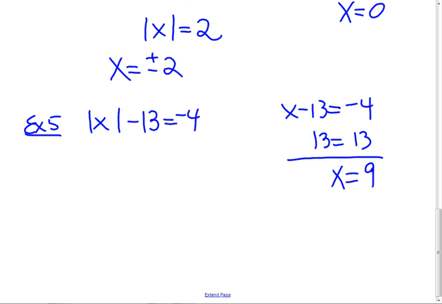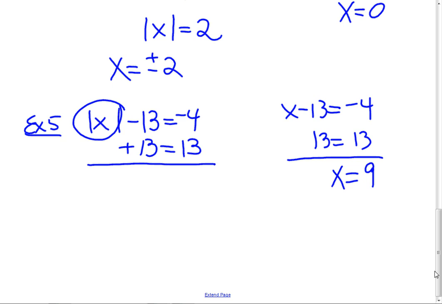Okay, Suzanne, what am I going to do here? It's the same thing. Add what to both sides? I want this all by itself. Negative 13 is hanging around. How do you get rid of negative 13? Add 13. See, math makes sense. This is an inverse operation. It undoes the subtracting 13. What's negative 4 plus 13? 9.